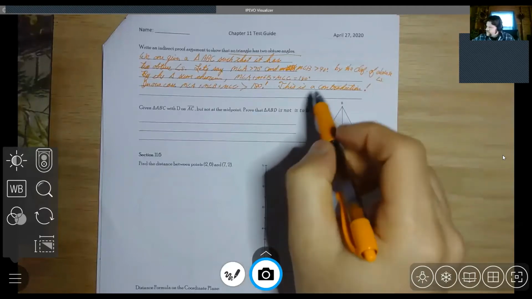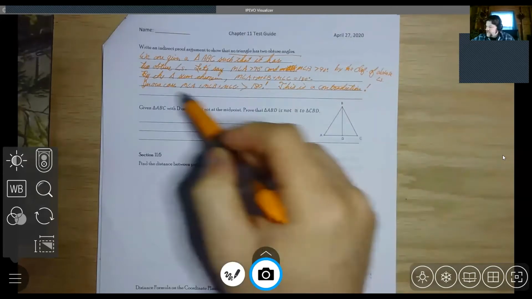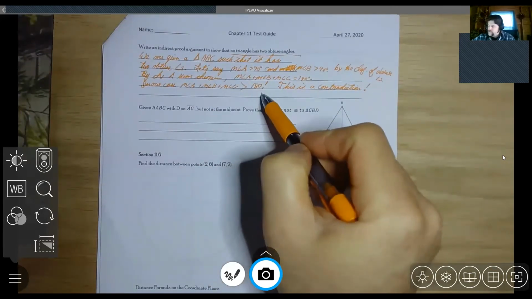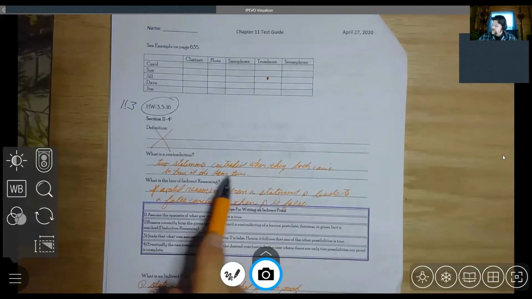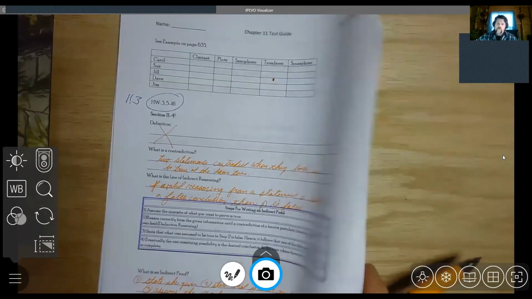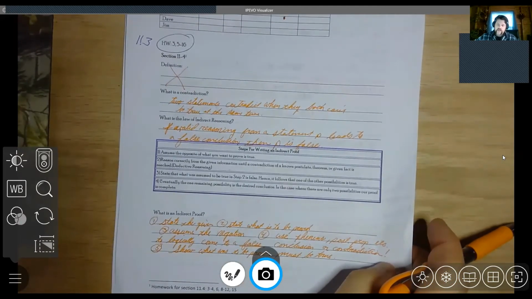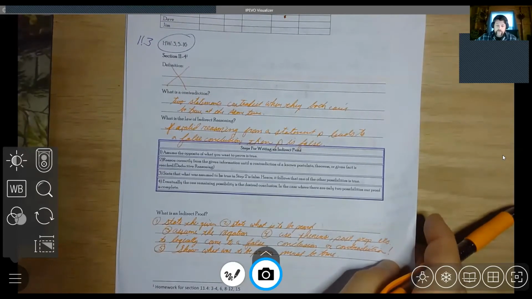So our three angles can't add to exactly 180 and add to more than 180 at the same time, right? Back here, we define the contradiction as being when two statements contradict, when they both can't be true at the same time. These three angles can't both add to 180 and be more than 180 at the same time.